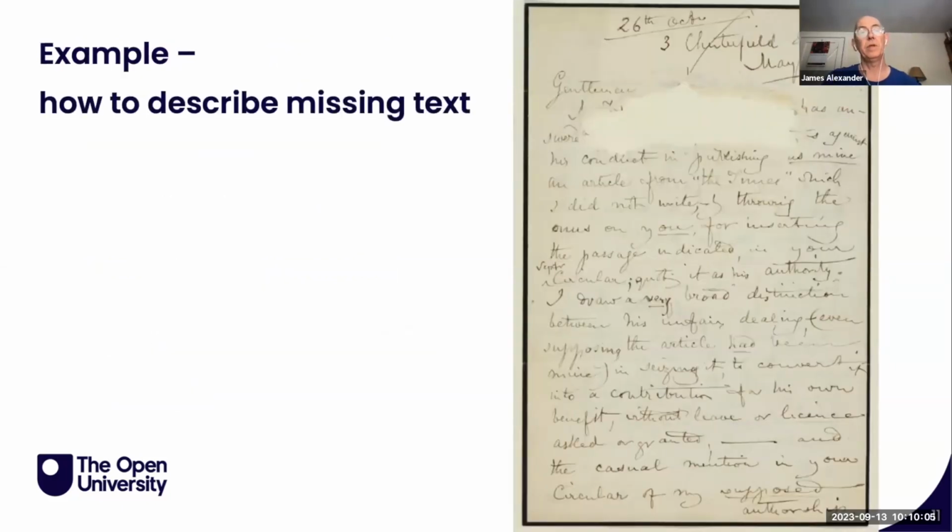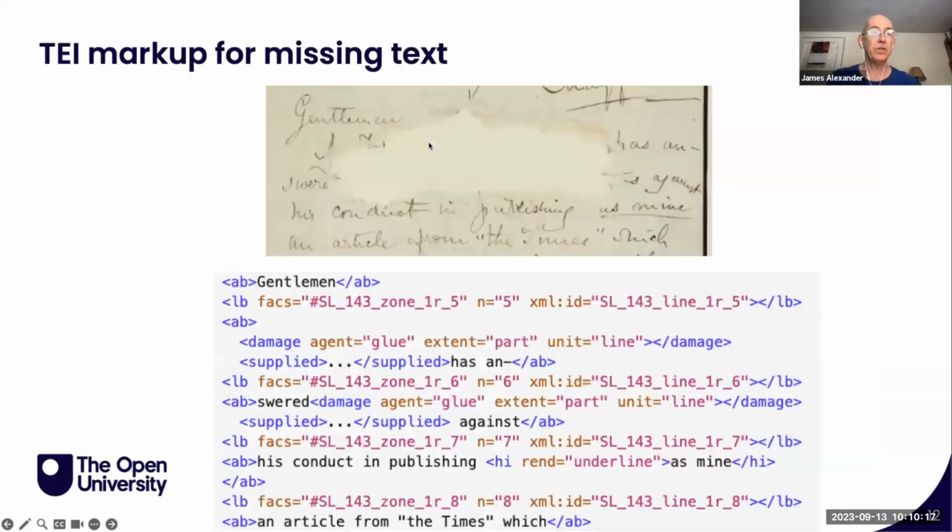So here's an example of how we might describe missing text. This is a letter with some content missing towards the top of the page. You can see there's a couple of lines missing there. If we zoom in on that bit of the page, you can see the area of missing text.